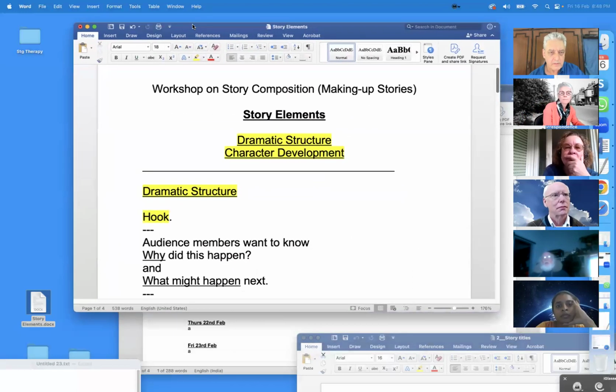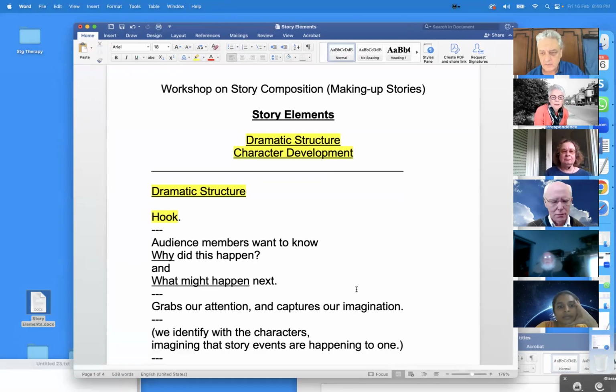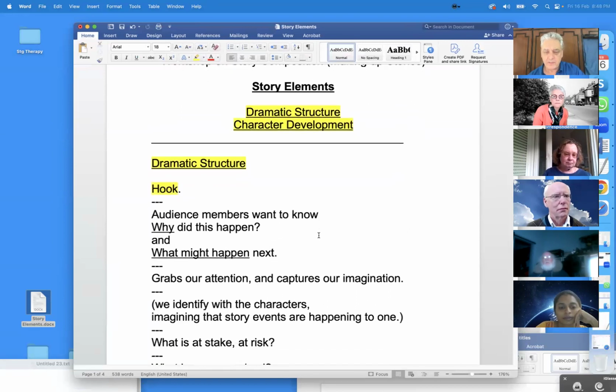Here we are. I hope you can see dramatic structure, character development in yellow. Yes? Do you see some words in yellow with yellow background? Yep. Okay.